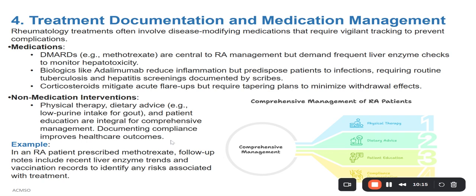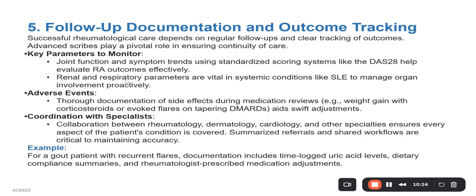Key parameters to monitor joint function and symptom trends using standardized scoring systems, like the DAS-28, help evaluate RA, rheumatoid arthritis, outcomes effectively. Renal, or kidney, and respiratory parameters are vital in systemic conditions like SLE to manage organ involvement proactively.